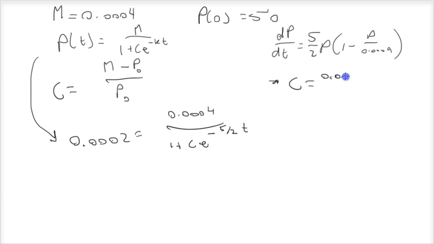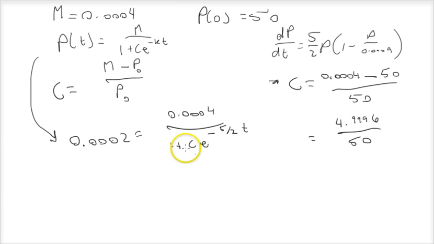So c is going to be equal to 0.0004 minus, what's the initial population? Well, we're given that in the question. The initial population at t equals 0 is 50. So minus 50 over 50, and this is going to be equal to 4.9996 over 50. So we can rearrange this. We can multiply this denominator over here, divide this over here, and we will get 1 plus the c, which is 4.9996 over 50 times e to the negative 5 halves t, and this will be equal to 2.